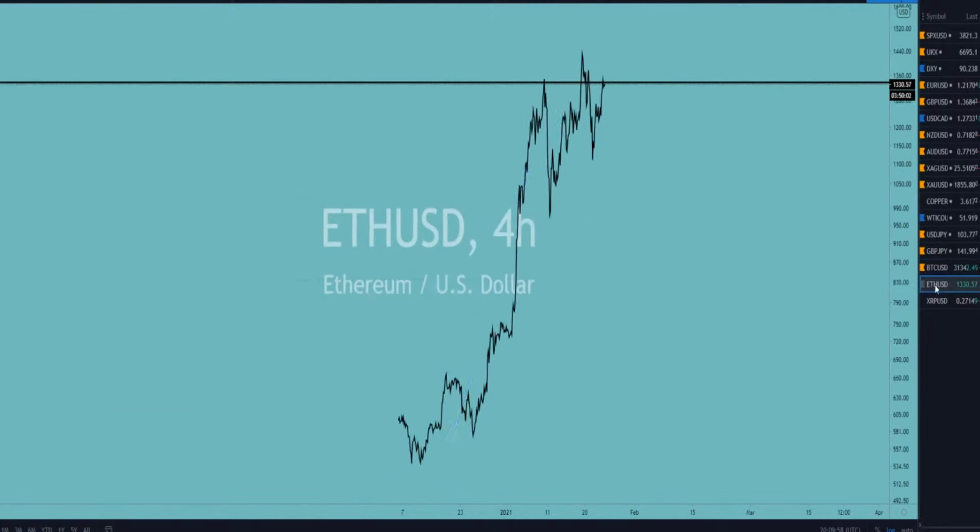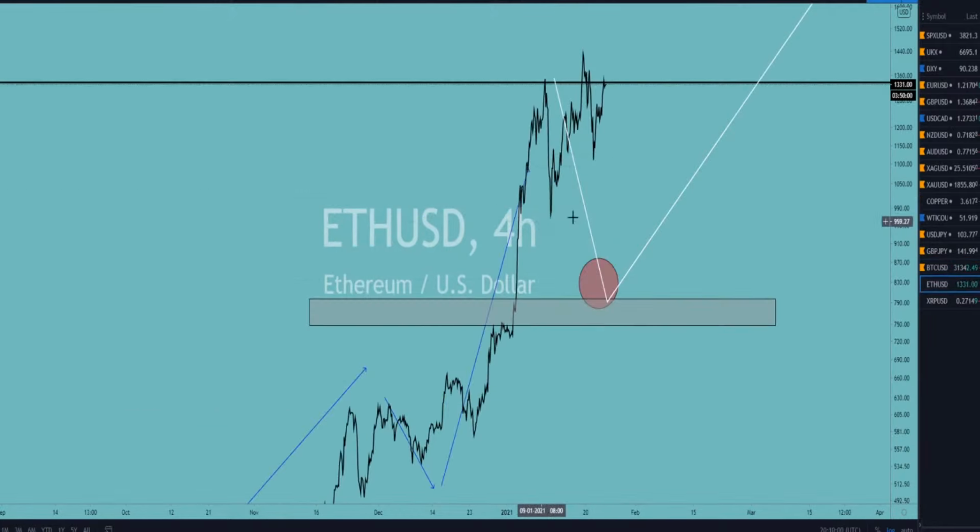For ETH, we're still looking, this is a correction. The same thing, this can be a running correction, a running flat, a regular flat, I don't know. So it is a type of a correction as long as we know the concept of it.